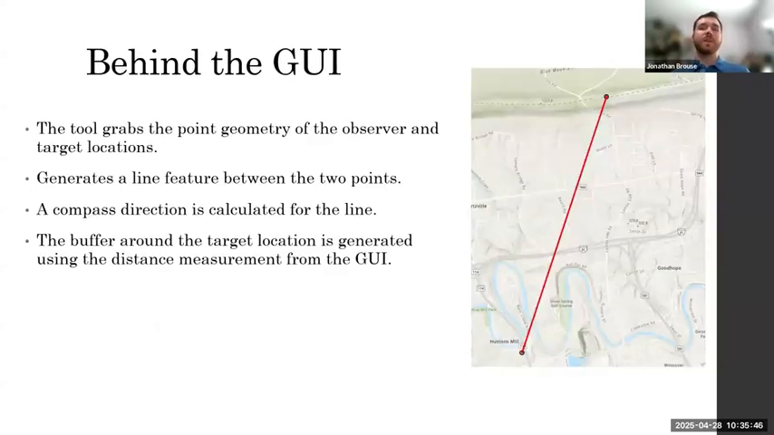When the user hits run, the first thing the tool does is acquire the point geometry of the observer and target locations. It uses these point geometries to generate a line feature between these locations. This tool will then generate the buffer around the target location using the user's input parameter for the study area buffer size. This line feature is used to calculate a directional heading. Think in terms of a 360-degree compass. This directional heading is used as an input parameter for an upcoming process.